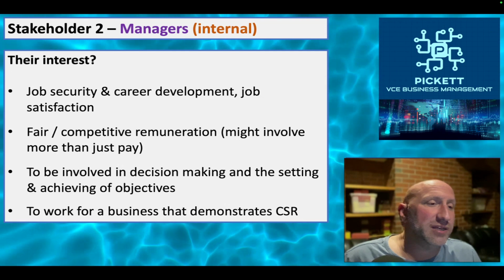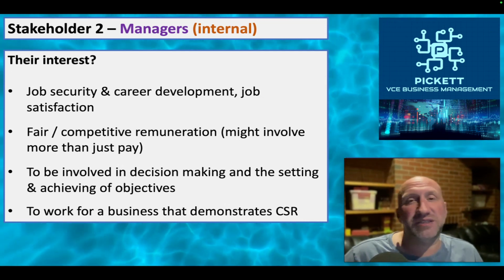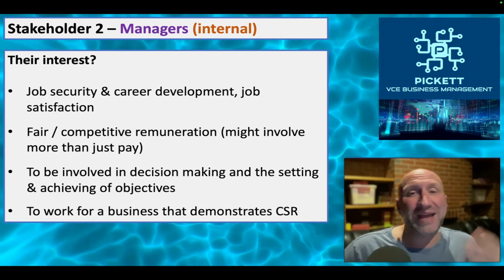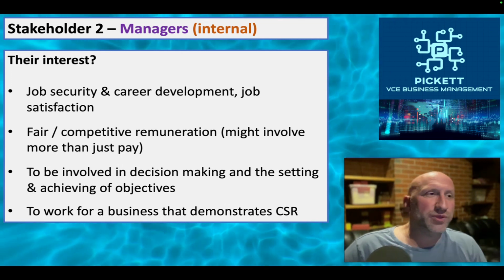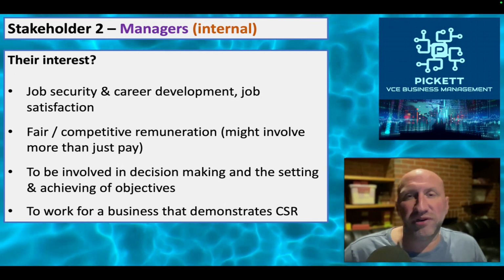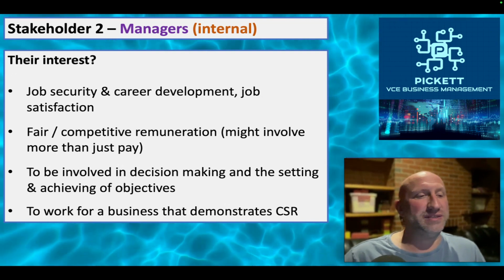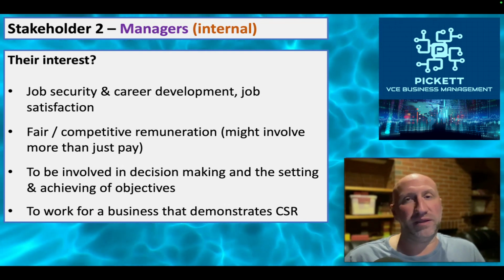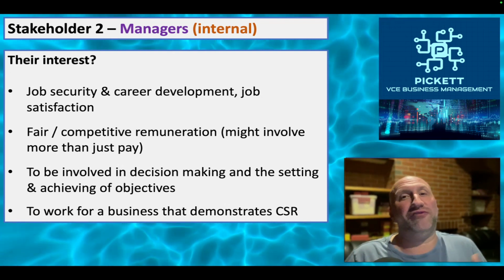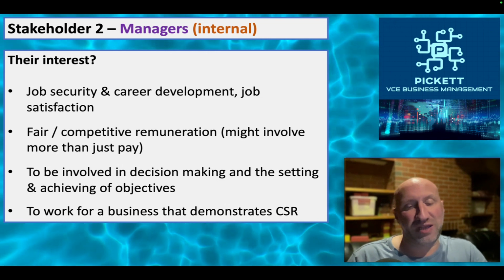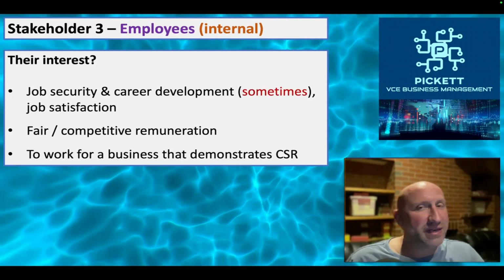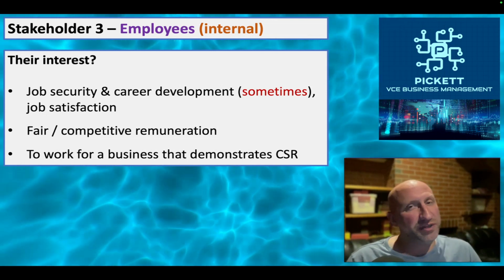Managers are probably also looking to be involved in decision making and the setting and achieving objectives in the business. And again, like owners with the previous one, they're also generally looking to work for a business that demonstrates corporate social responsibility. Okay, so there are 4 different interests that we could say that managers have of the business that they work for. Stakeholder 3, again, sticking to our script, the ones identified in the study design.